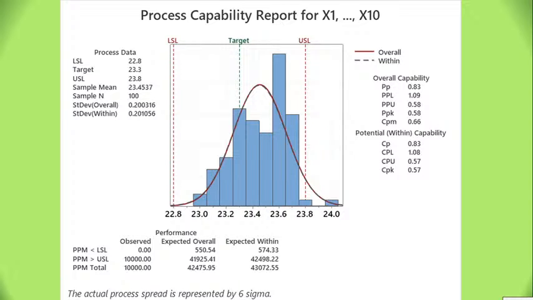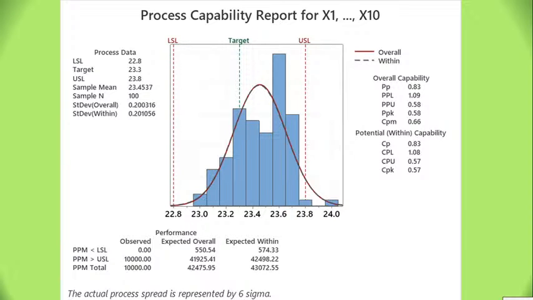In this case, the CP is 0.83. Therefore, it indicates that the process is not adequate to work and it needs to be improved in order to reduce its variation. In this case, CPL is equal to 1.08 and CPU is 0.57.